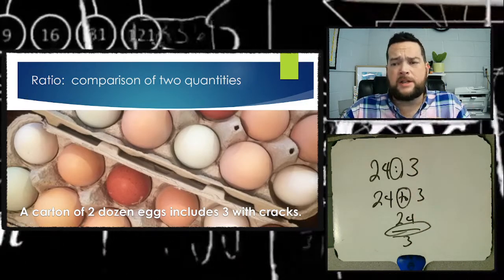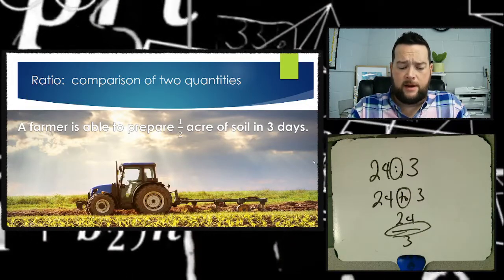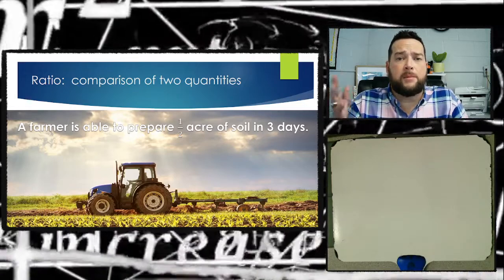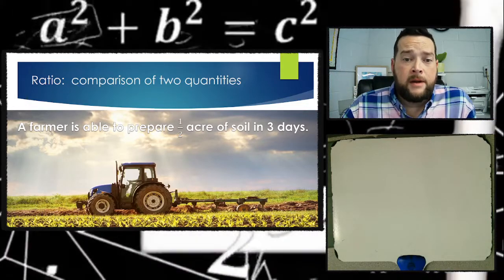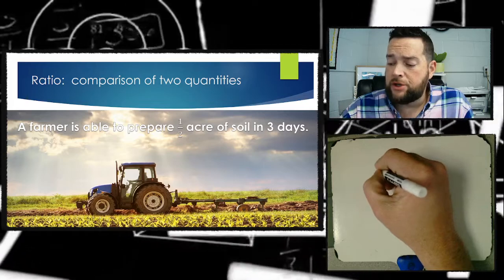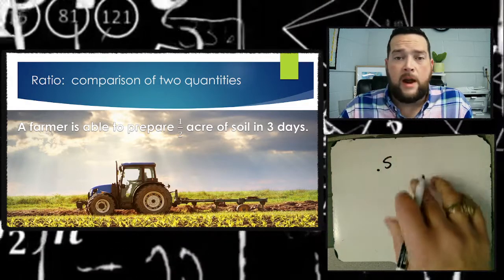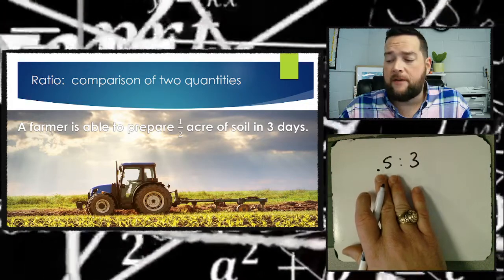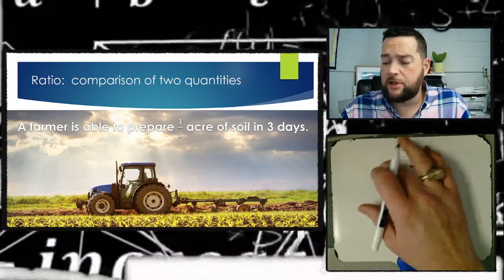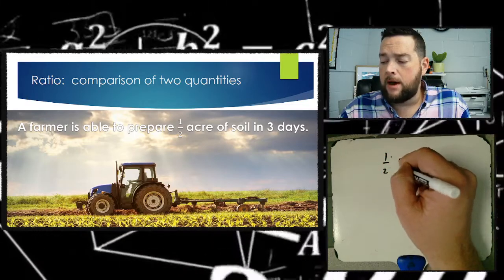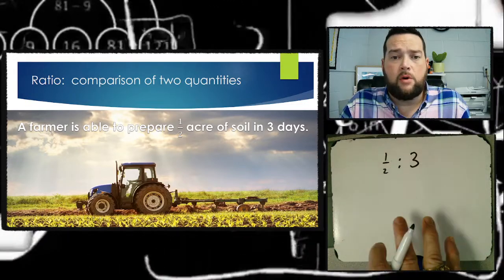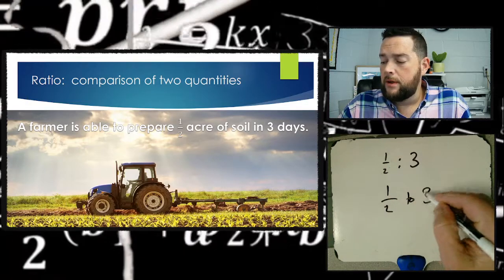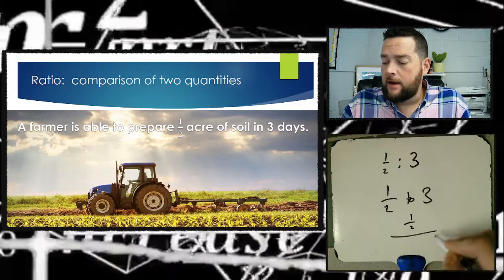Here's a different kind of ratio. You've got a farmer who is preparing his field. He's preparing half an acre in 3 days. If you wanted to write that as a ratio, you could do 1/2 of an acre to 3 days. We can represent that 1/2 as a decimal, or you can leave it as a fraction as well. You're not going to bother anything by leaving it as a fraction. There's nothing wrong with that. Then you can do the same thing with the word "to," and then you could write it in the form of a fraction.